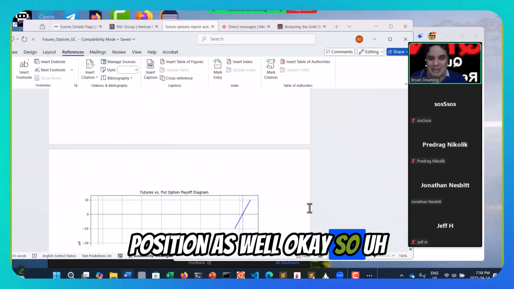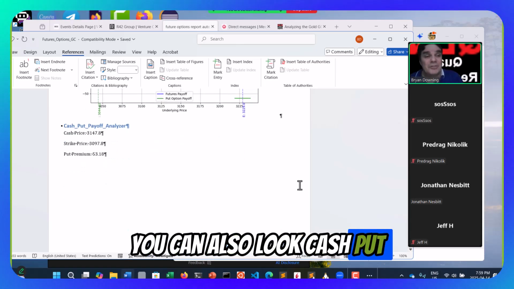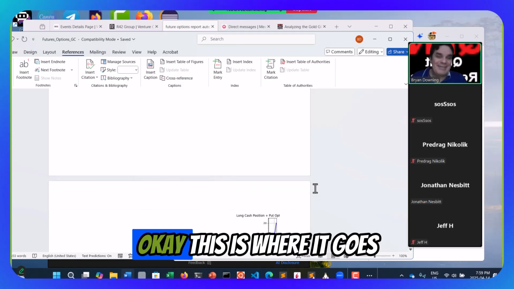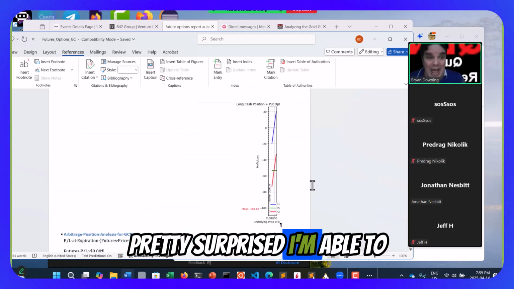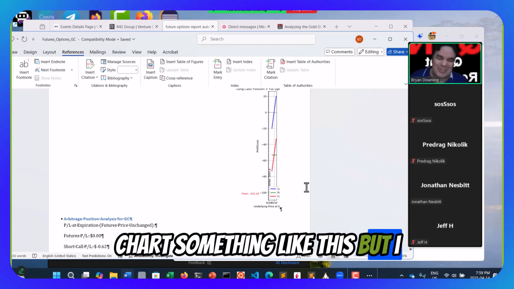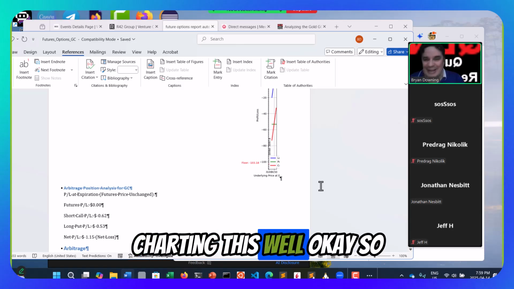Okay. So yeah, it's pretty hairy here. So you can also do a cash put payoff. Okay, this is where it goes crazy on the chart. I'm pretty surprised I'm able to chart something like this, but I think I have a way to figure out how to bring back better charting as well.